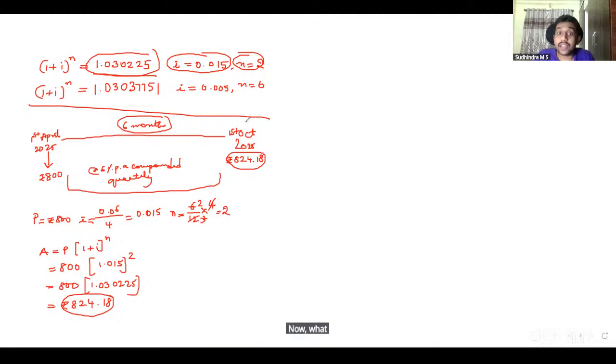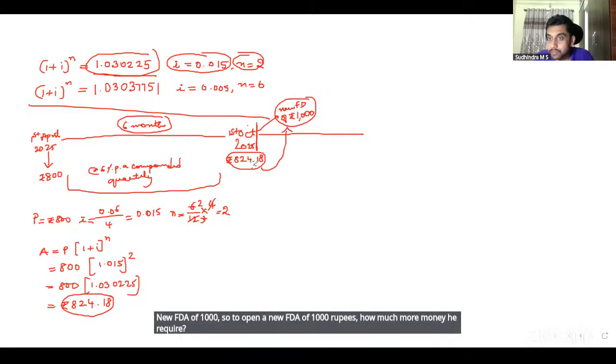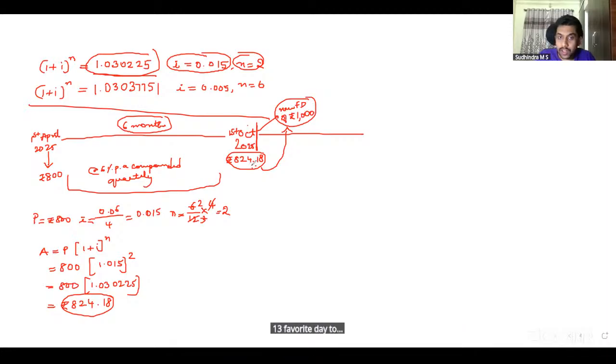Now what did he do on that day? He opened a new FD of 1000 rupees. So to open a new FD of 1000 rupees, how much more money did he require? 175.82. If I subtract 824.18 from 1000 rupees, I get 175.82. So he put 175.82 rupees to this 824.18 rupees to make it 1000 and deposited that FD.